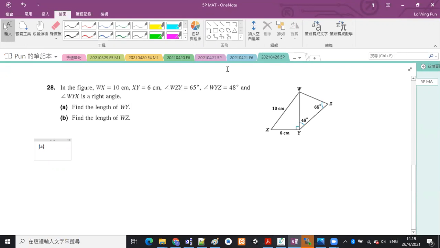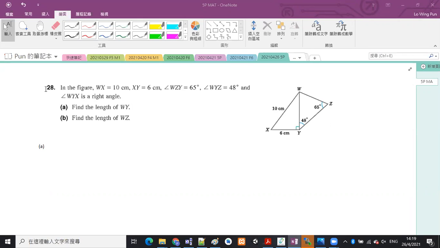Okay, let's check the answers. So number 28, in the figure, WX is 10 cm. Okay, and XY is 6 cm. Angle WZY is 65 degrees and then 48 degrees. WYX is a right angle. So triangle WXY is a right angled triangle.